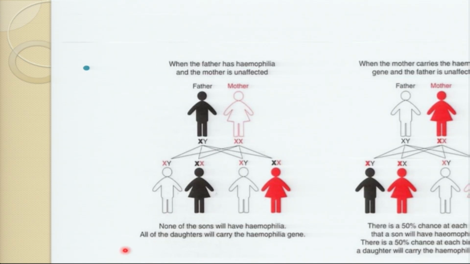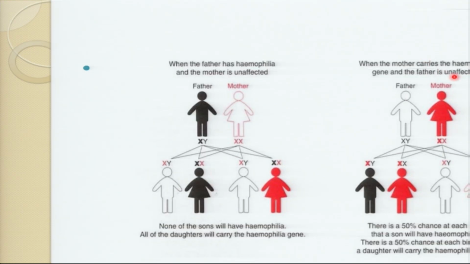So none of the sons, I'm talking about the boys, will have haemophilia. All of the daughters will carry the haemophilia gene. So when the father is haemophilic, the daughters that are going to be produced are carriers, which is also opposite. When the mother is haemophilic, most of the sons will be more affected compared to the daughters.